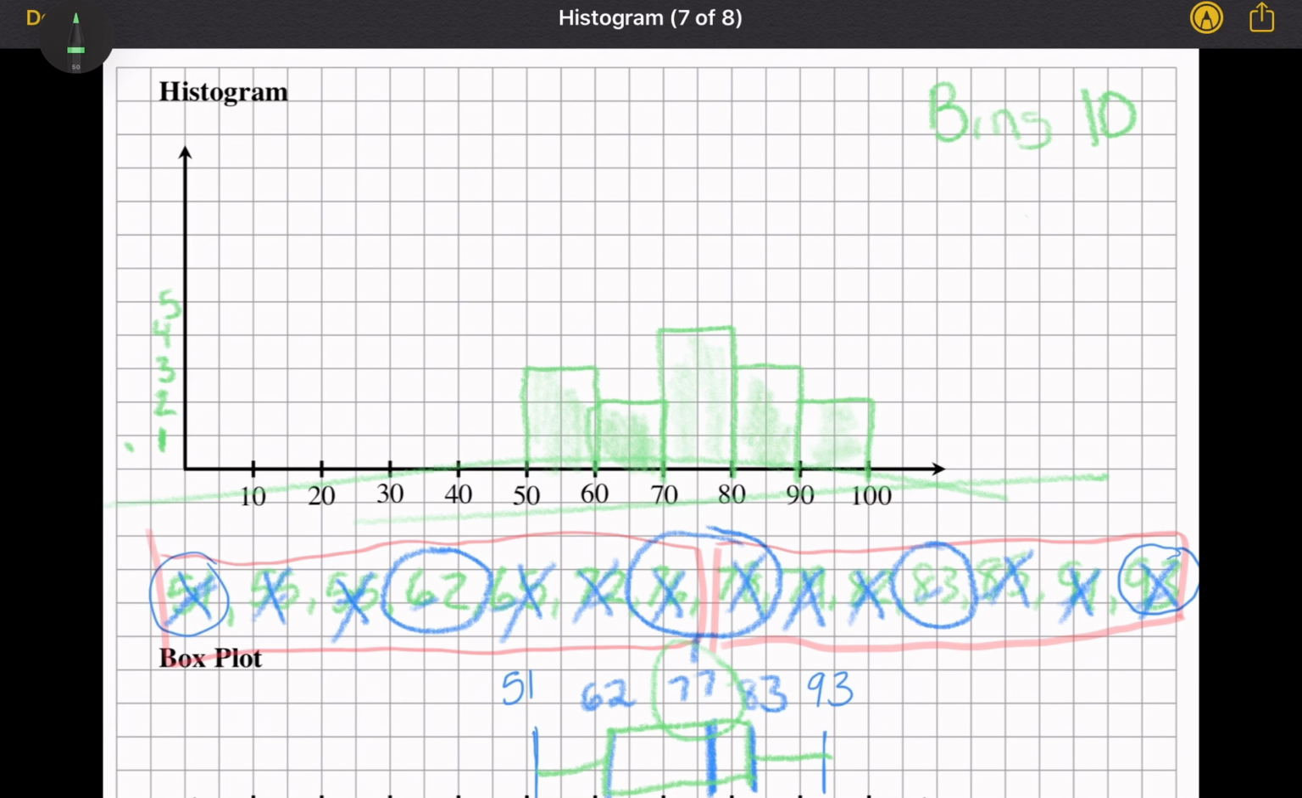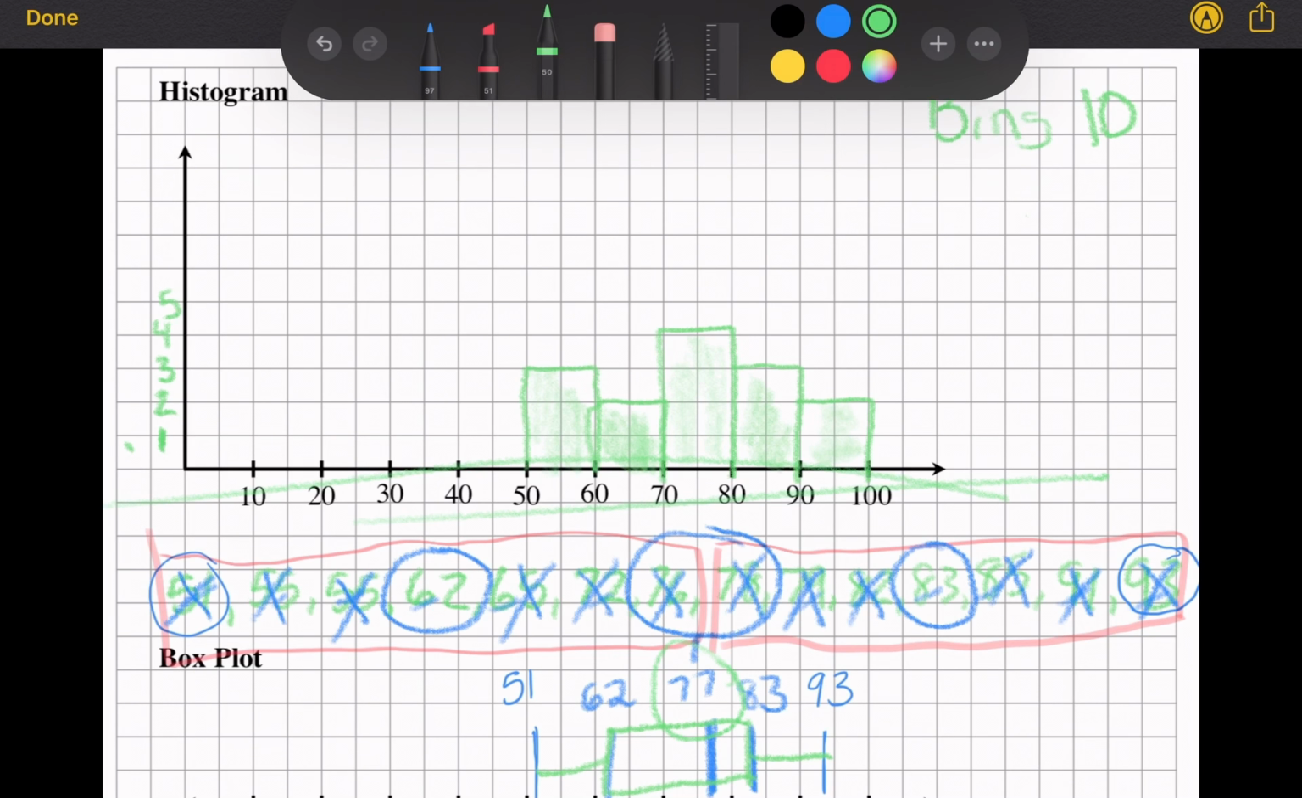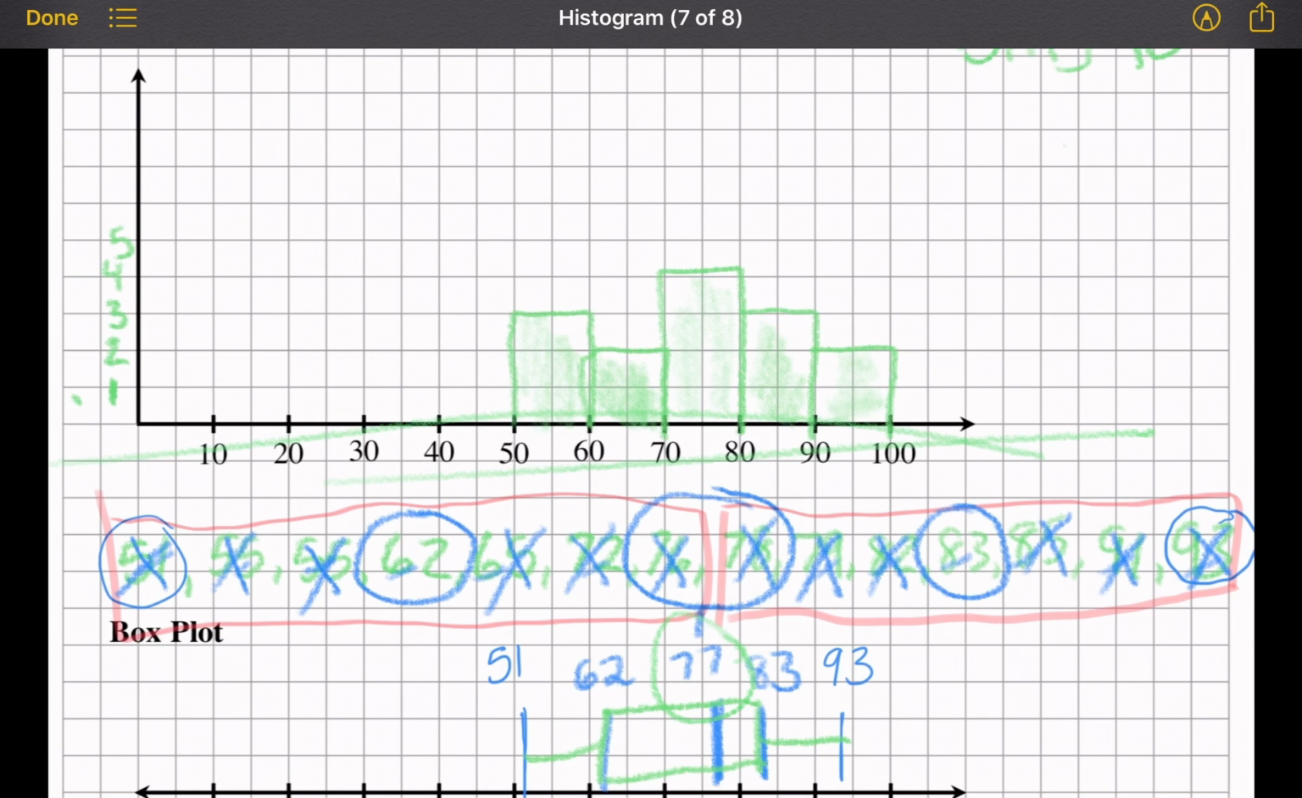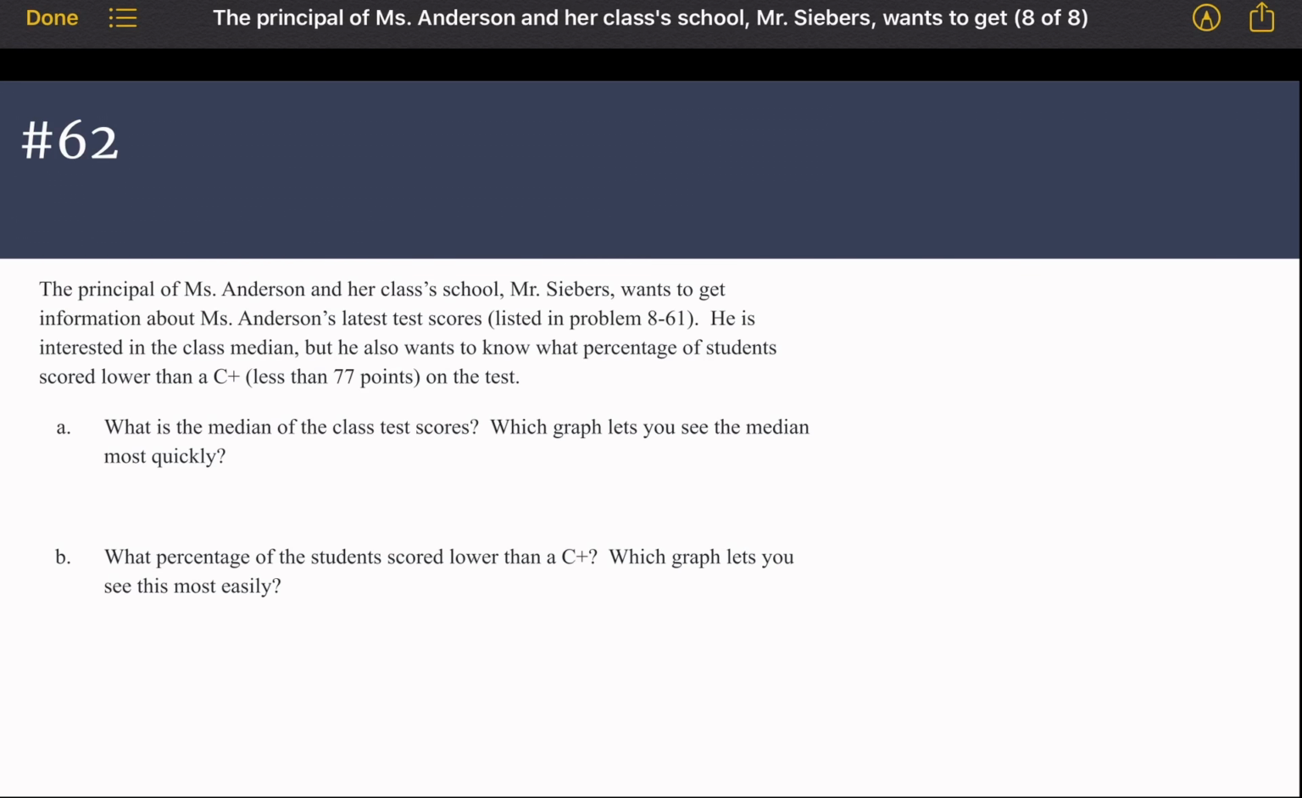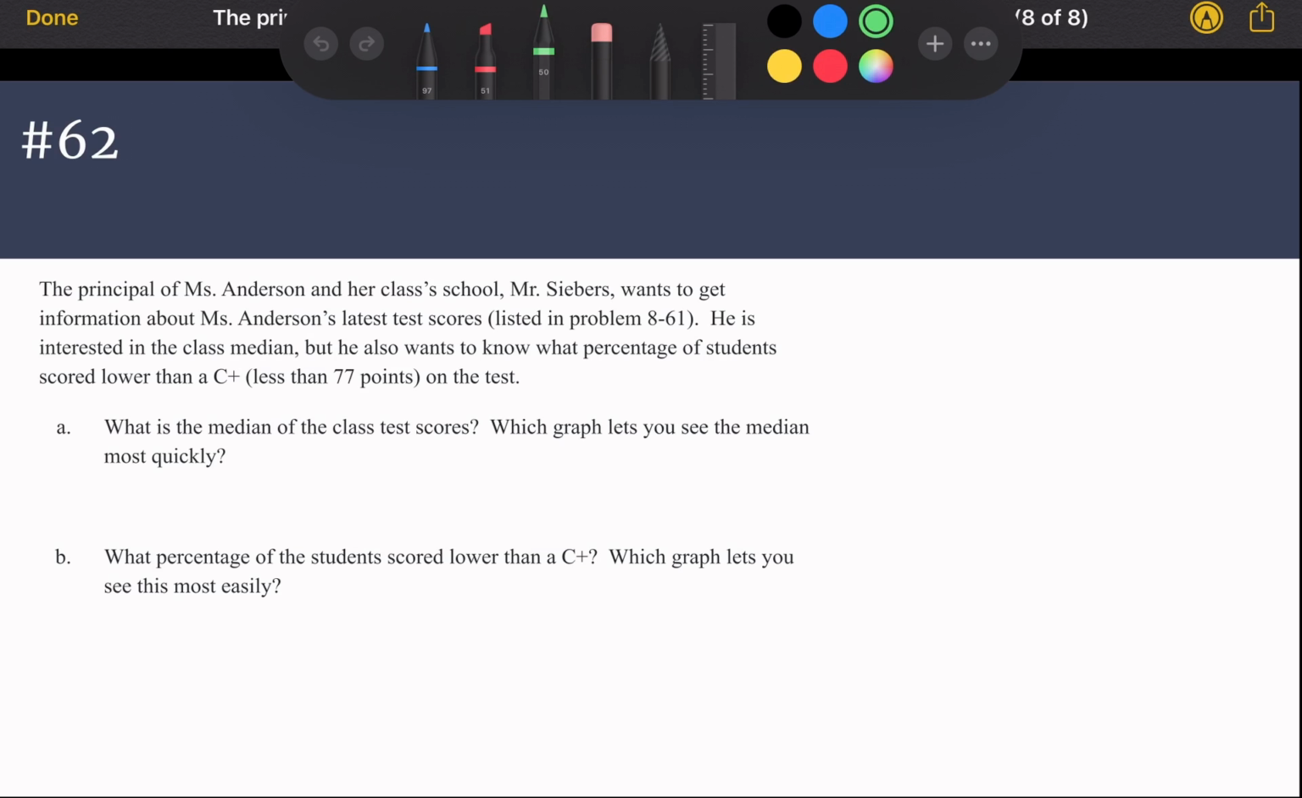So if we go back to this problem here, what's the median? The median is 77, and the graph was the box plot.